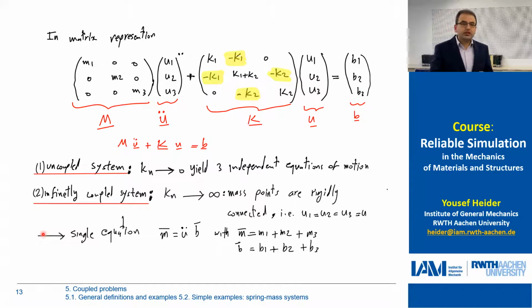The other way around, if we increase the stiffness, so we put Kn going to infinity, then the mass points will be rigidly connected. It means they will move with the same motion. In this case, U1, U2, U3 will be equal and equal to U. We don't need to distinguish between the mass points, so we just sum the masses into one mass, and any force applied to these masses will be applied exactly to the others. So we will have a single equation, which is also an uncoupled system.